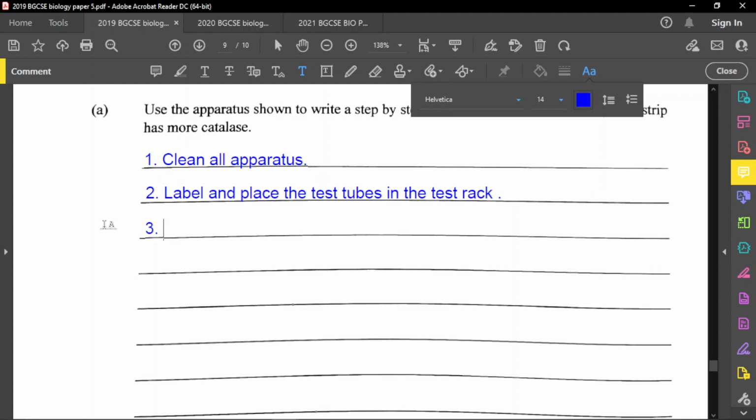So after you do that, and you place the test tube in the test tube rack, what you want to do now is to place a potato strip in each test tube. You can make a note that one will contain the raw potato and one will contain the cooked potato. All right, so place a strip of potato in each test tube.